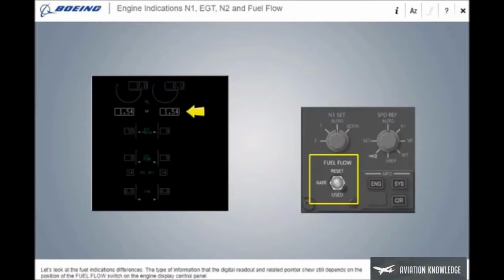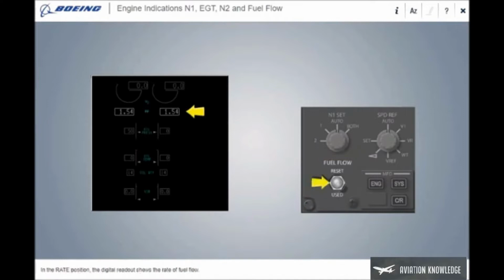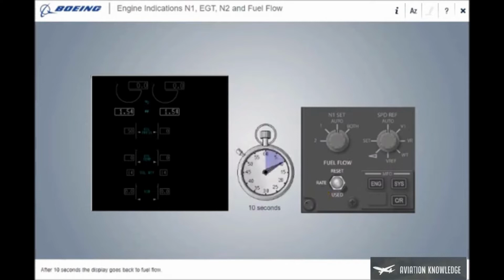Let's look at the fuel indications differences. The type of information that the digital readout and related pointer show still depends on the position of the fuel flow switch on the engine display control panel. In the rate position, the digital readout shows the rate of fuel flow. Momentarily move the fuel flow switch to used. The readout changes to the current fuel used since the last reset. After 10 seconds, the display goes back to fuel flow.